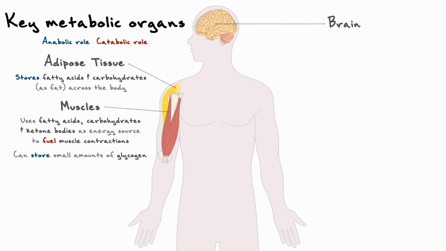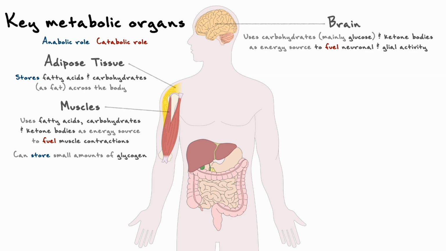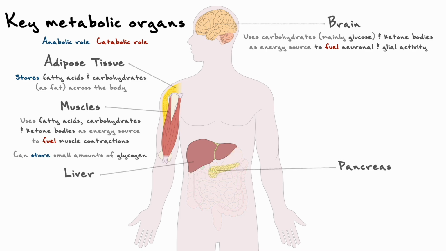When it comes to the brain, this organ is a little different from the other two, as it does not metabolize fatty acids. Instead, the brain runs pretty much exclusively on carbohydrates and in certain conditions, ketone bodies. All this energy is required by neurons to fuel their electrical activity and by glial cells to perform their functions in the nervous system. Now, given that the fats and carbohydrates that these organs use come from our diet, there are a few organs in the digestive system that are important to consider, namely the liver and the pancreas, which we can see behind the stomach and the intestines.